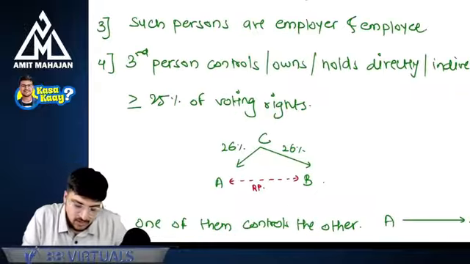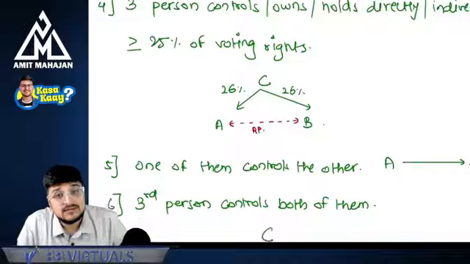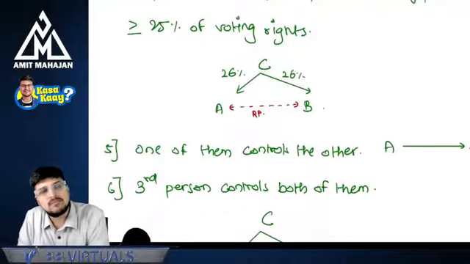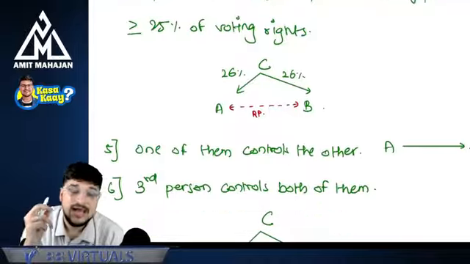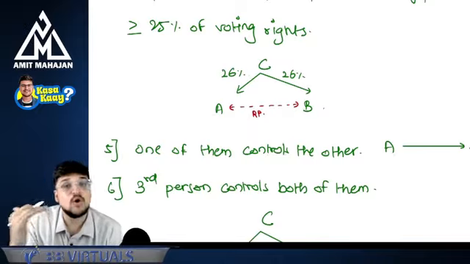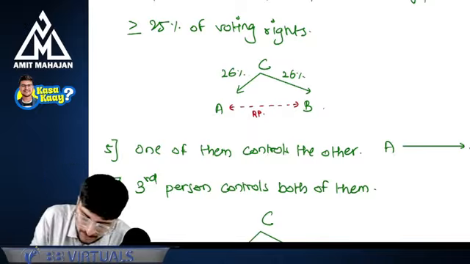Sir, the earlier point was the same, right? No, no, no. This is the meaning of control. Control can be of two types. That control can be in terms of percentage, and that control can be in terms of control of the directors or control of the management. So one of them controls the other.